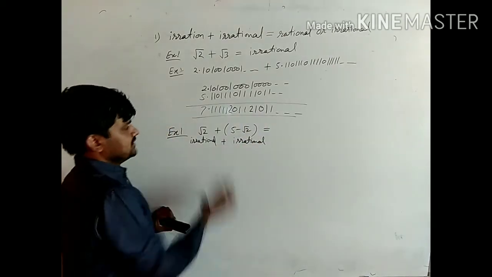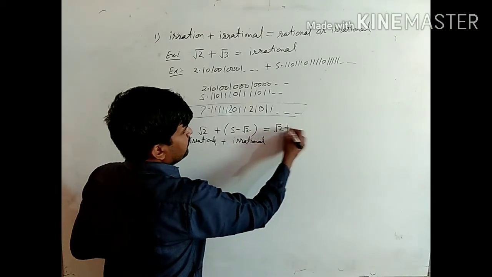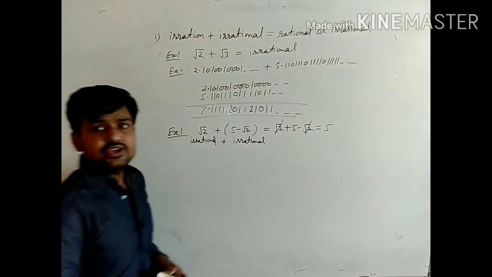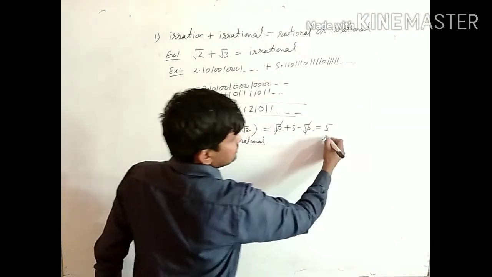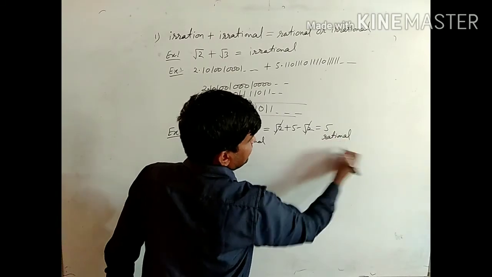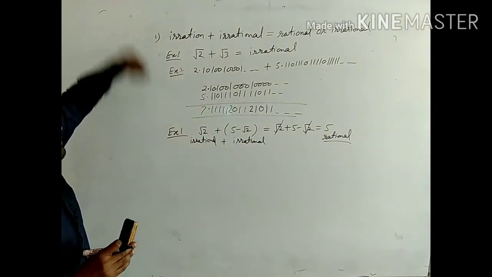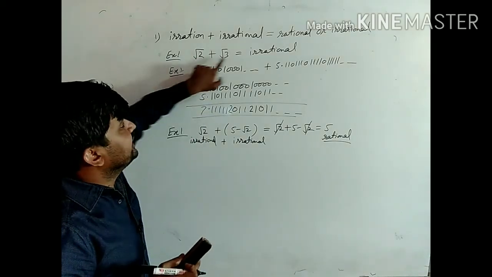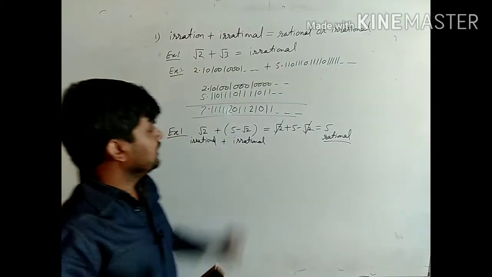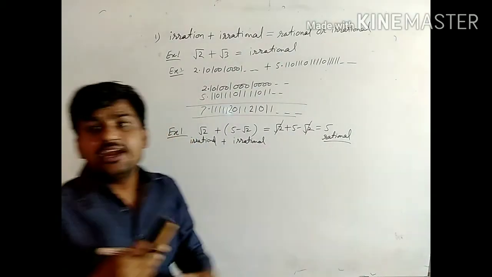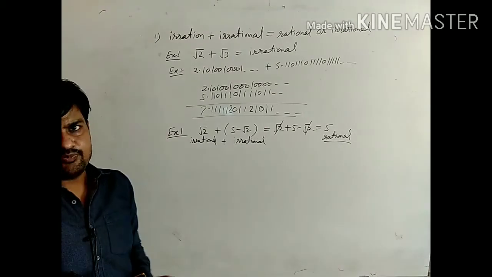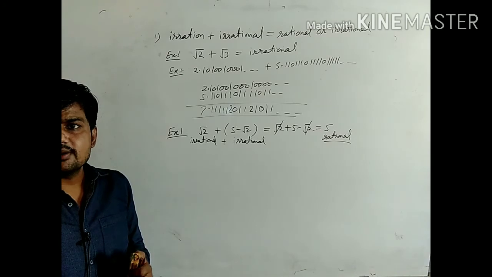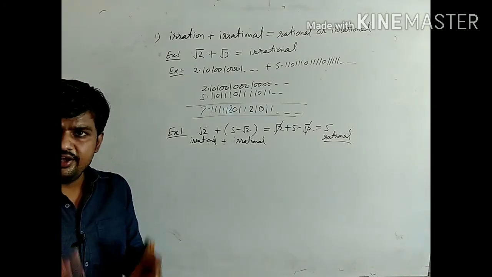Now if we solve this, then it becomes root 2 plus 5 minus root 2. So root 2 cancels out, we get 5. Is 5 rational or irrational? 5 is rational. So in these two examples, we have seen that the addition of two irrational numbers may be irrational or may be rational. It depends on the numbers. So remember that the sum of two irrational numbers may be rational or irrational.